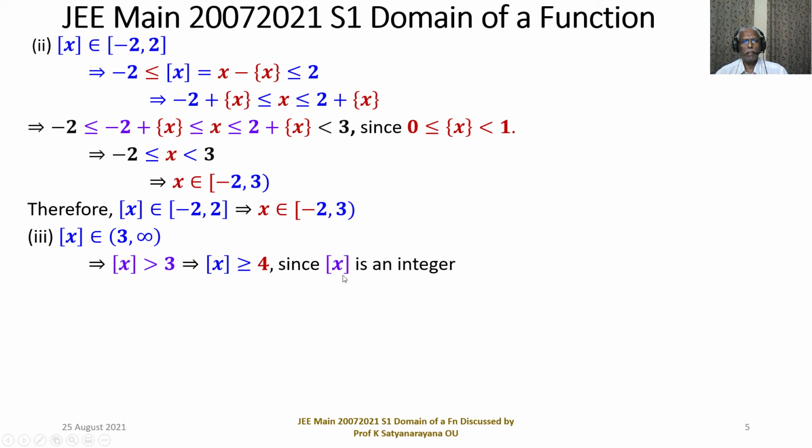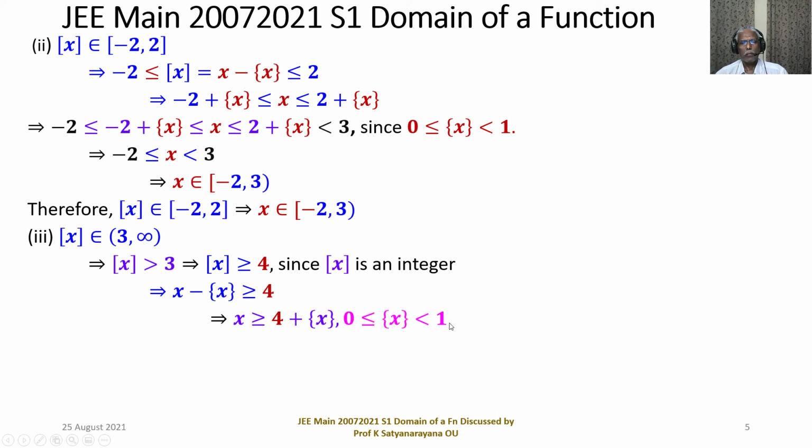Again, we use the fact that since [x] is an integer, [x] > 3 means [x] will start taking the values from the integer 4 onwards. That is, [x] ≥ 4. This happens because [x] is an integer. And [x] means x minus the fractional part of x, so x - {x} ≥ 4. That will imply x ≥ 4 + {x}, where 0 ≤ {x} < 1.